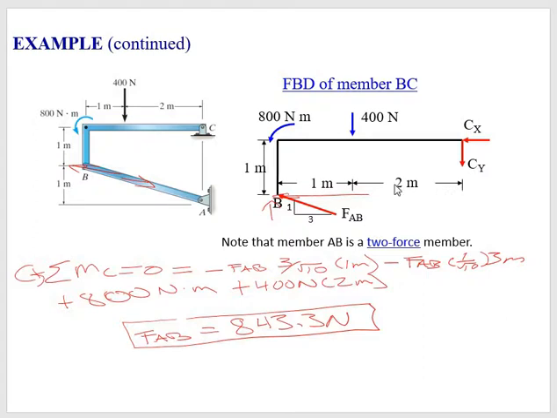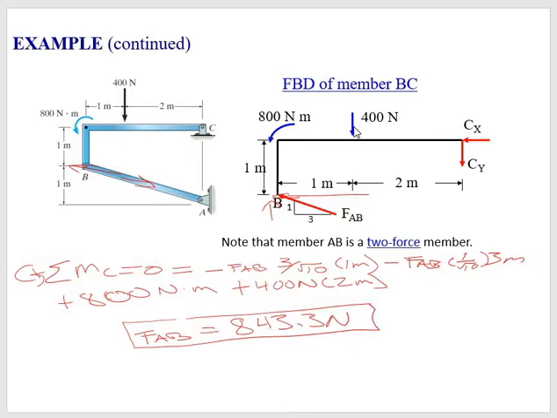So if I come and sum my forces in the X direction, well, first thing I'll do is not sum my forces in the X direction because I have two unknowns in the X direction. I have two unknowns in the Y direction. So the thing I want to do is either take the moments about C or B. Either will work. In this instance, I've chosen to take the moments about C.